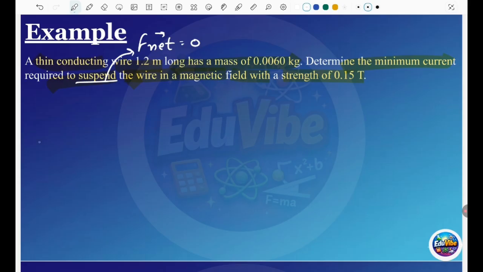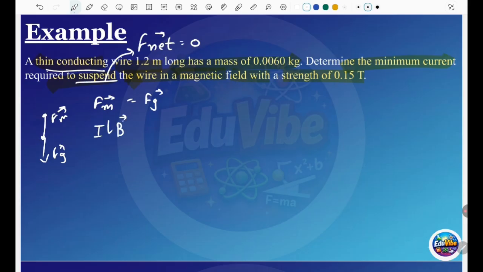If the net force is 0, then Fm goes upward and gravity goes downward. It's the same as we do in Millikan's oil drop experiment. So net force is 0, which means Fm is equal to Fg. But this has a conducting wire, so Fm is equal to I L B, which is equal to Fg, or you can say mg. We have to find the current, so the current remains on one side, and we get mg divided by L B.